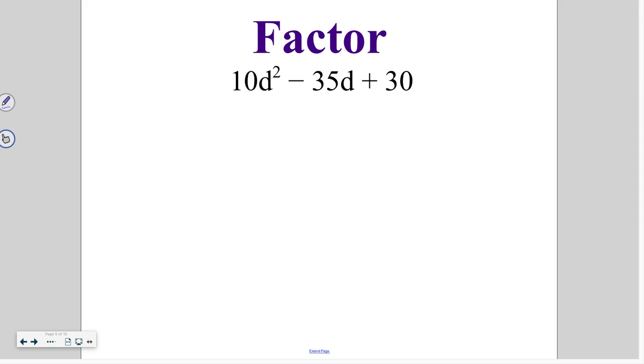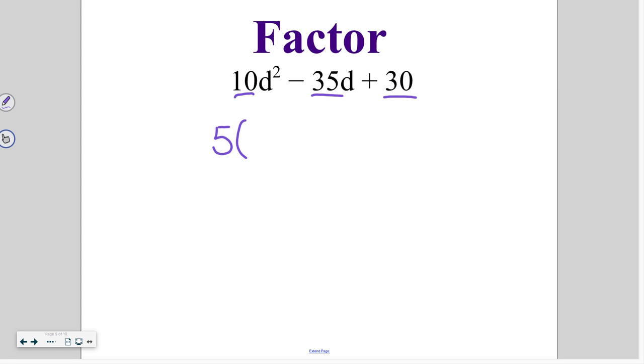Other things that you're going to want to check at the beginning of these problems. So I would start by doing 10 times 30, which is going to give me 300. That's a pretty large number to work with. So another thing that you're going to want to check is to see if all of your values can be divided by something. In this case, we have 10, negative 35, and 30. All of those can be divided by 5.